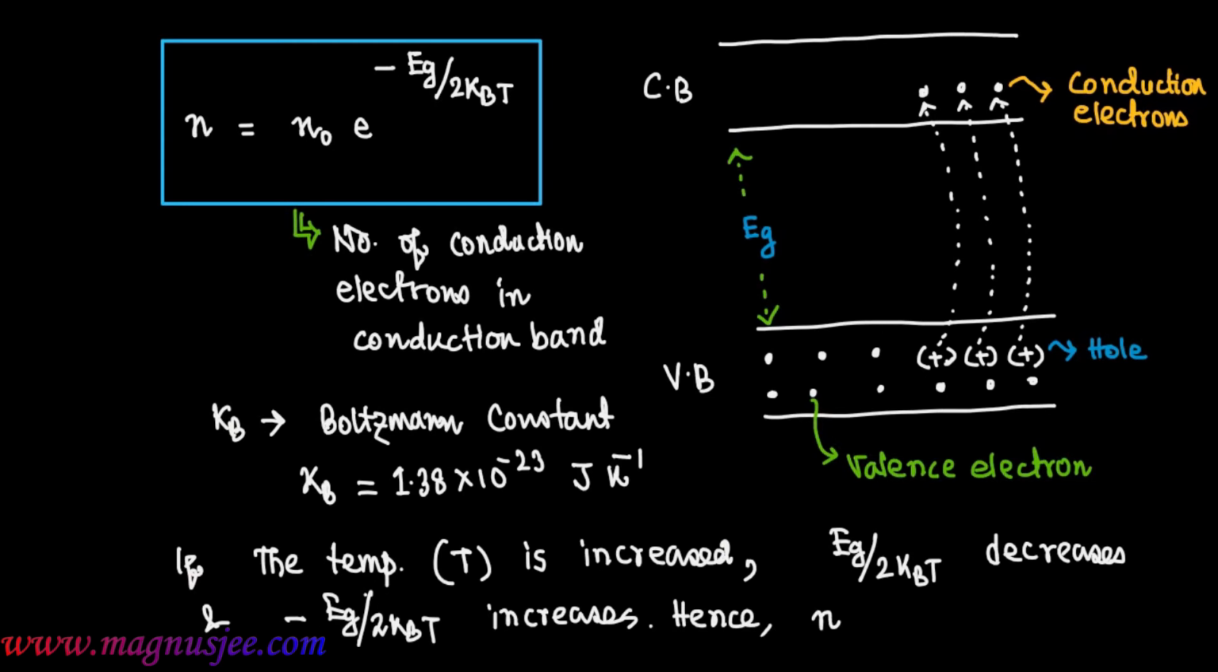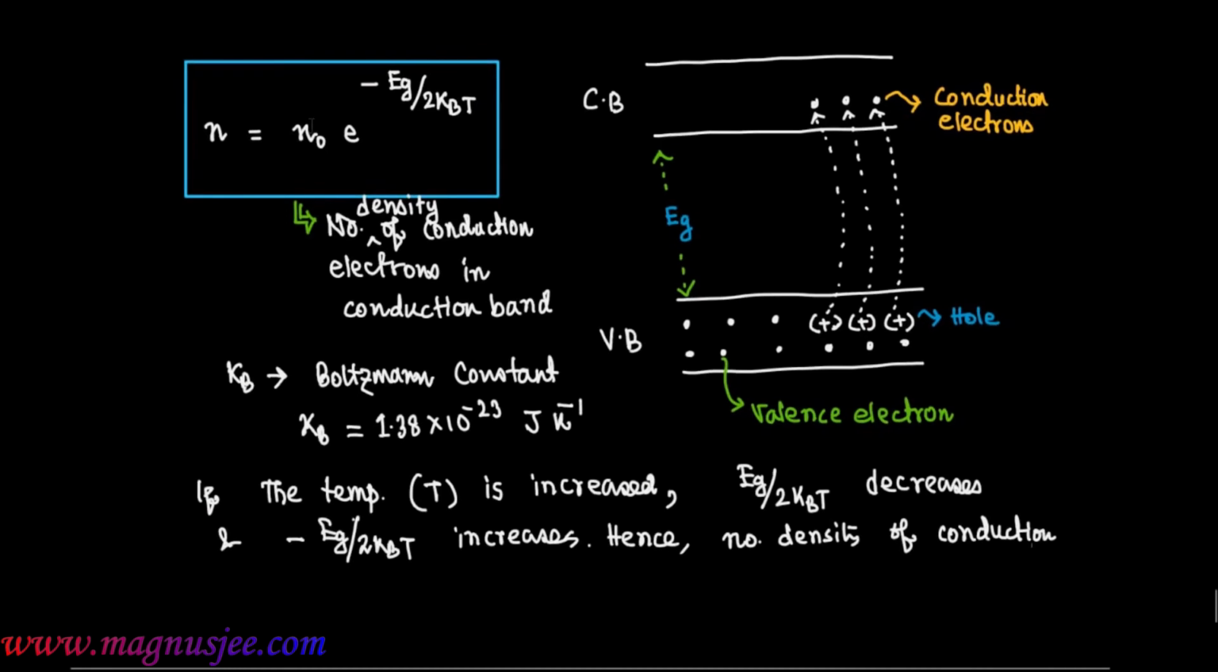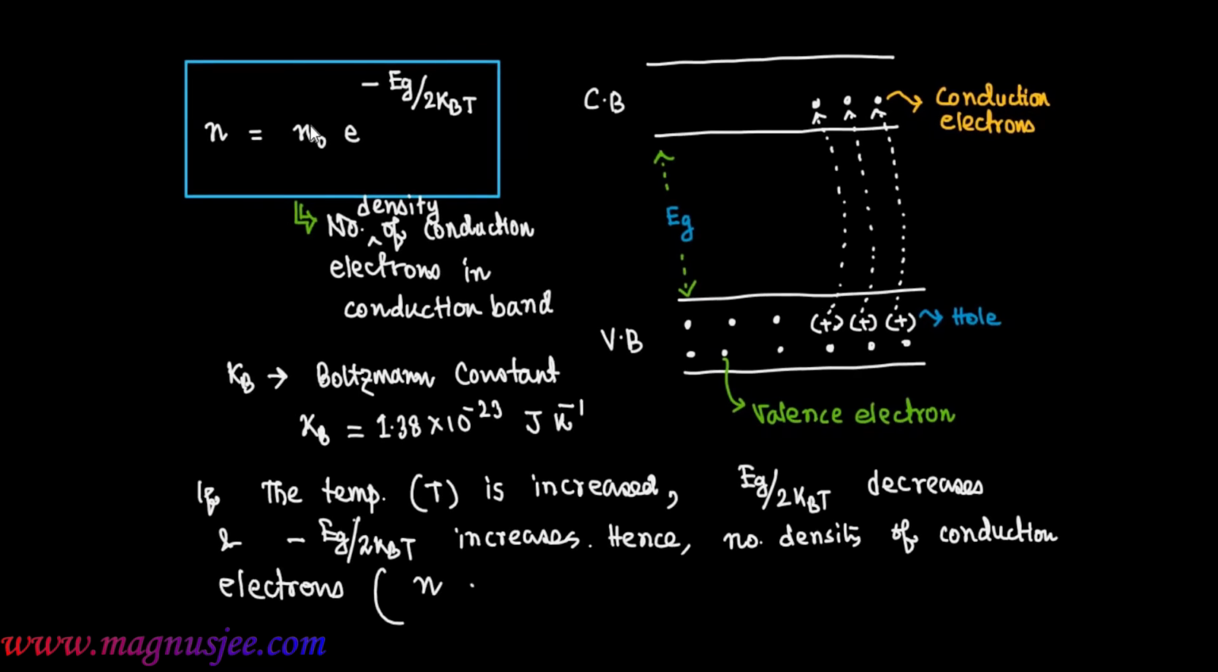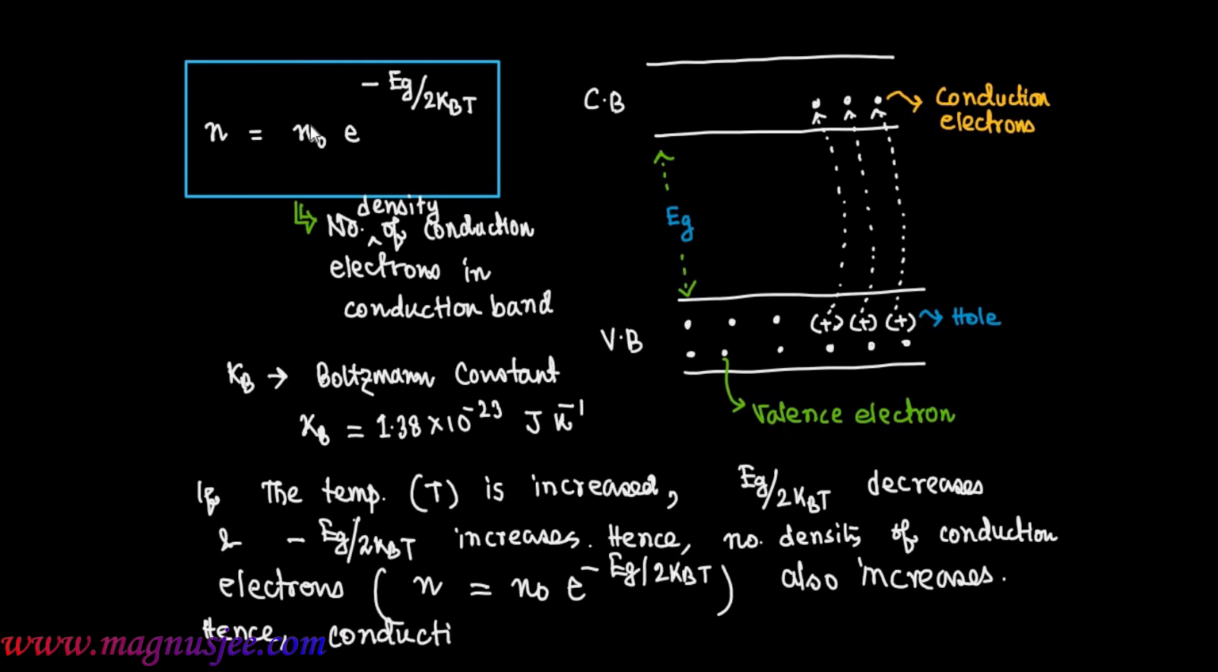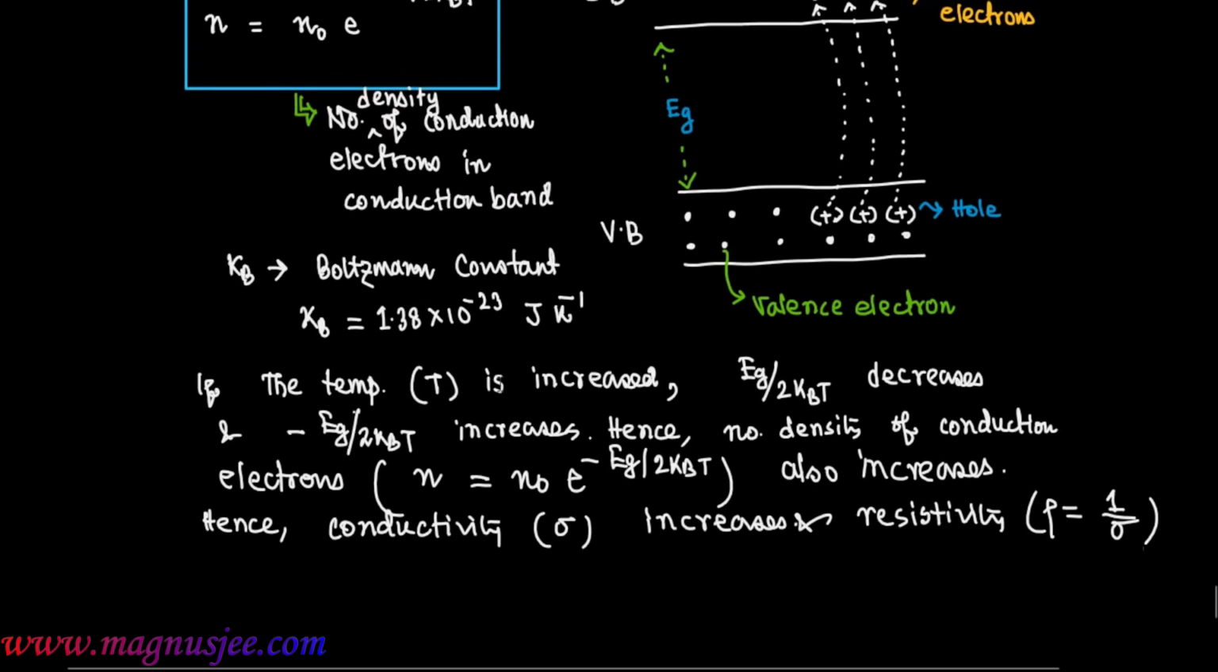Hence, we can say that n is the number density of conduction electrons. If the temperature T is increased, then the number density of conduction electrons in the conduction band, small n equal to n0 e to the power minus Eg by 2kT, also increases. Hence conductivity sigma increases. Conductivity of a semiconductor increases, and resistivity rho equal to 1 by sigma of the semiconductor decreases with the rise in its absolute temperature.